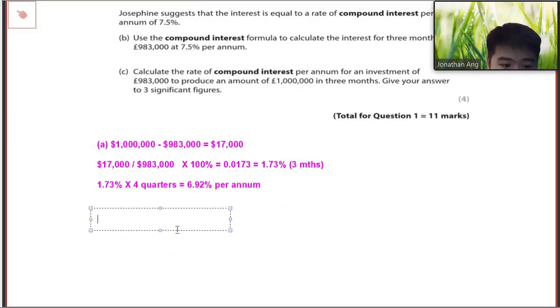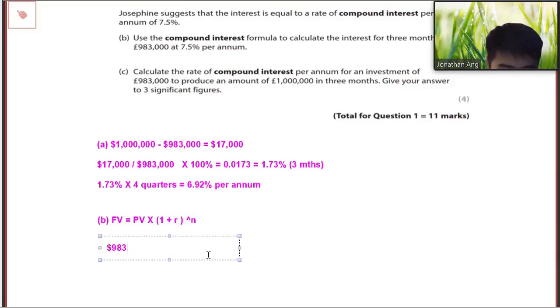What's the interest that you have earned basically? All right, just use back our formula. Future value equals to present value multiply 1 plus r, to the power of. Now, you will take 983,000, multiply with 1 plus, our rate is 7.5%, so 0.075. Close the bracket.